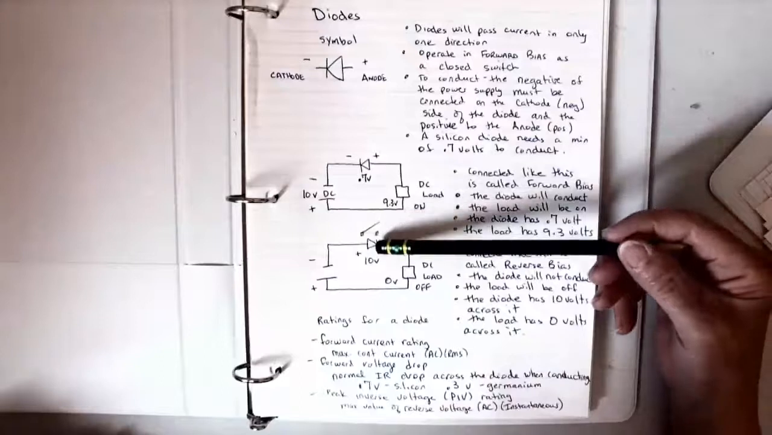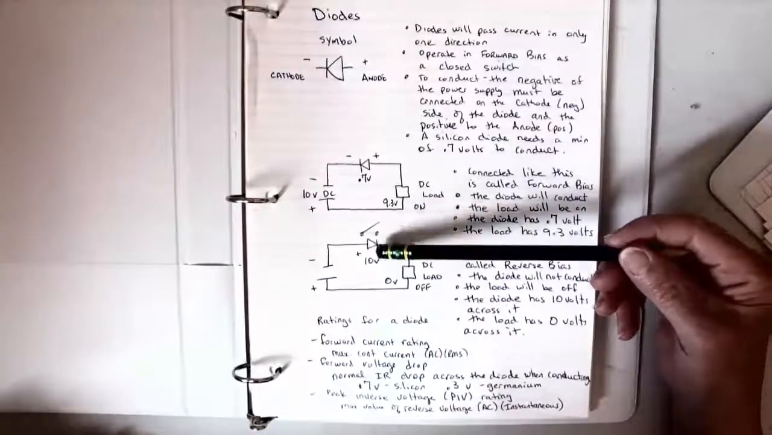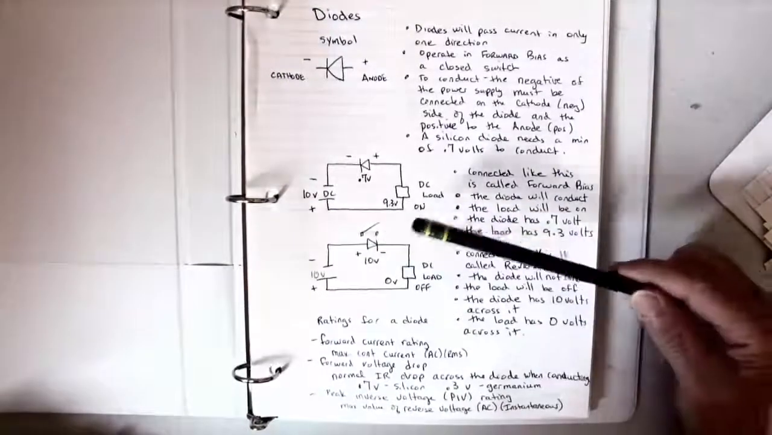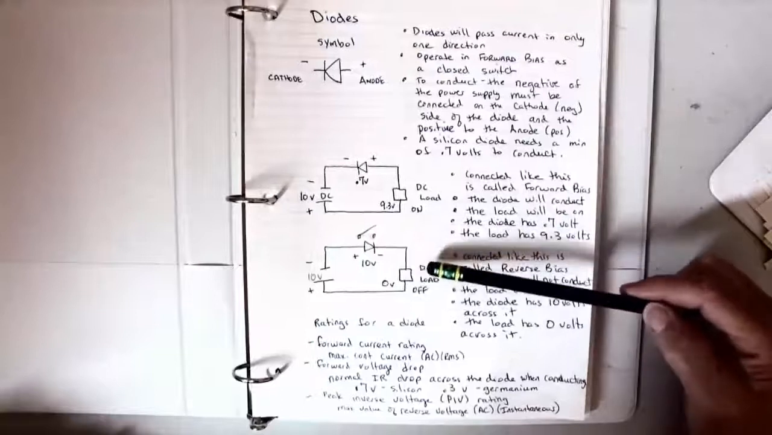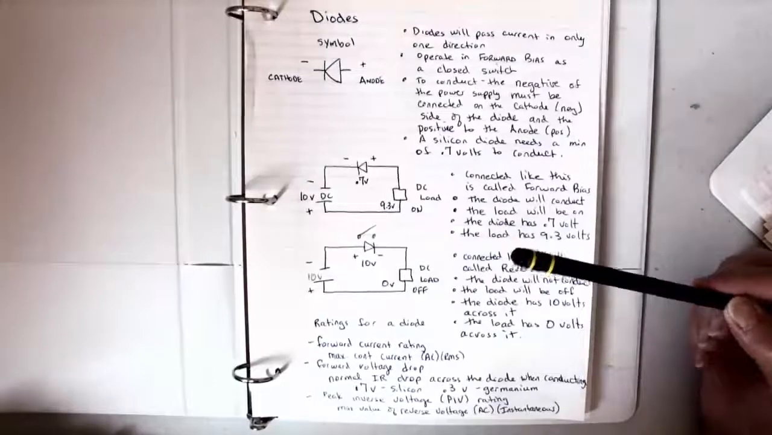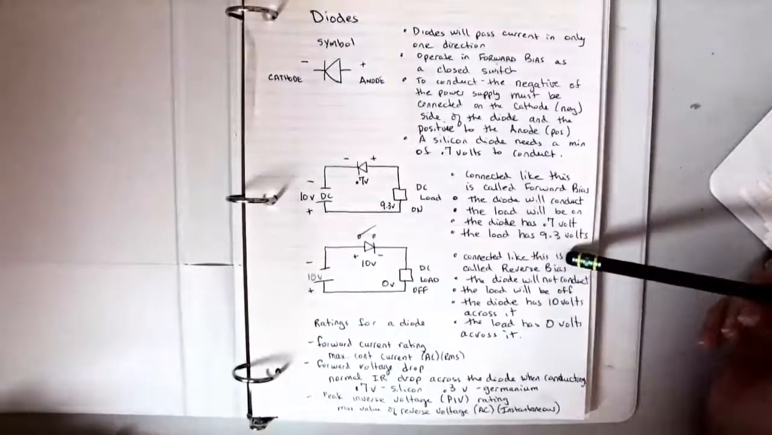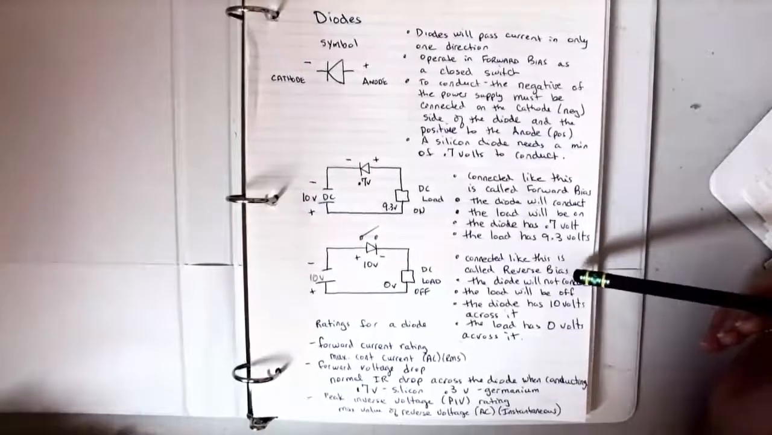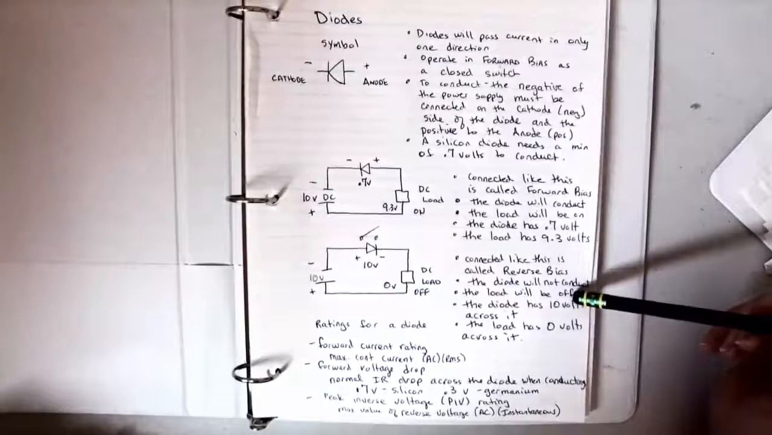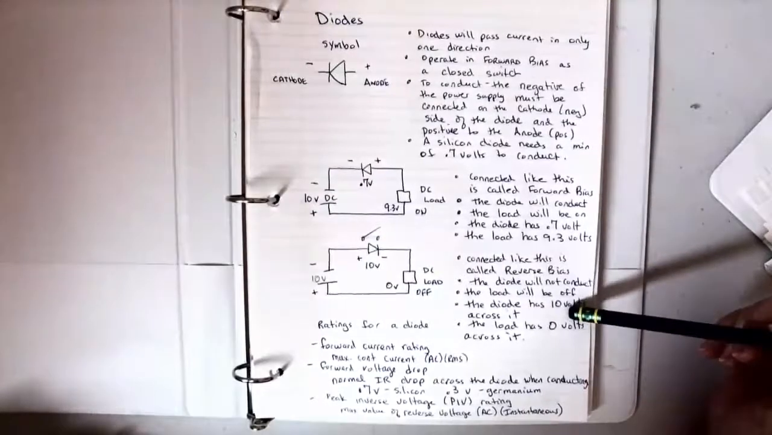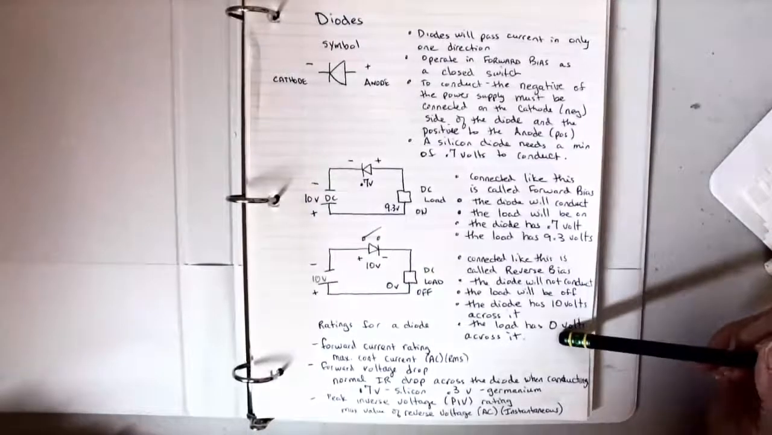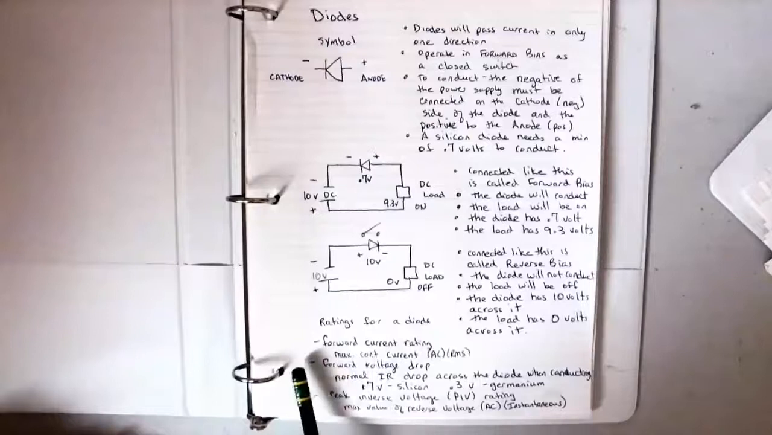And if we were to put a voltmeter across that open switch, all 10 volts of this supply would show up on the voltmeter. And there wouldn't be a current flow, which means that the actual load would be off with 0 volts across it. So again, connected like this, we call it reverse bias. The diode will not conduct, it's called blocking. The load will be off, the diode has a full 10 volts across it, and the load has 0 volts across it. Just a few more things that you should note.